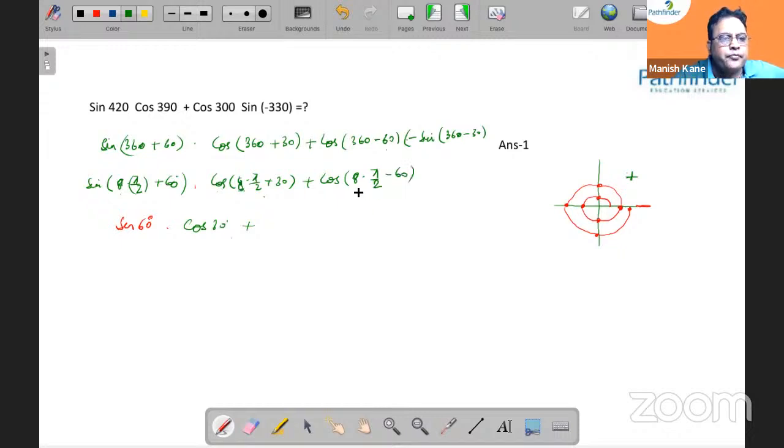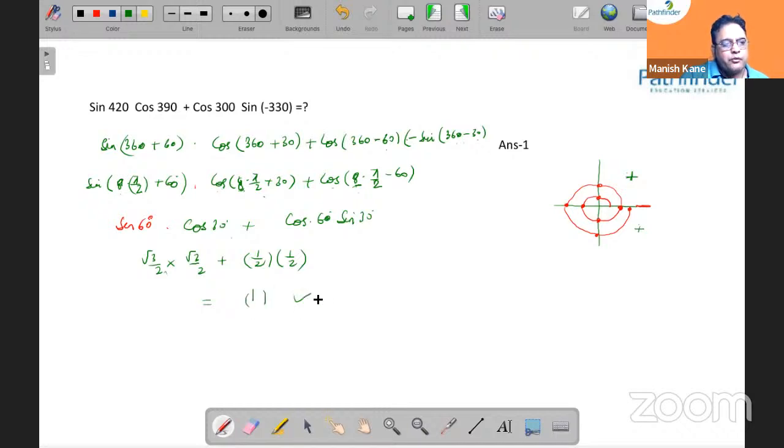Now mind you, 8 pi by 2 minus 60 will be in the fourth quadrant and cos is positive in this quadrant. And since n is even, cos will remain cos. So I can write this as cos of 60 degree multiplied by, in this particular case, sine of 360 minus 30 will be minus sine 30. So minus into minus is plus. So I'll get plus sine 30. So what do you get? Sine 60 is root 3 by 2. Cos 30 is also root 3 by 2. Cos 60 is 1 by 2. And sine 30 is also 1 by 2. So 3 by 4 plus 1 by 4 is equal to 1.